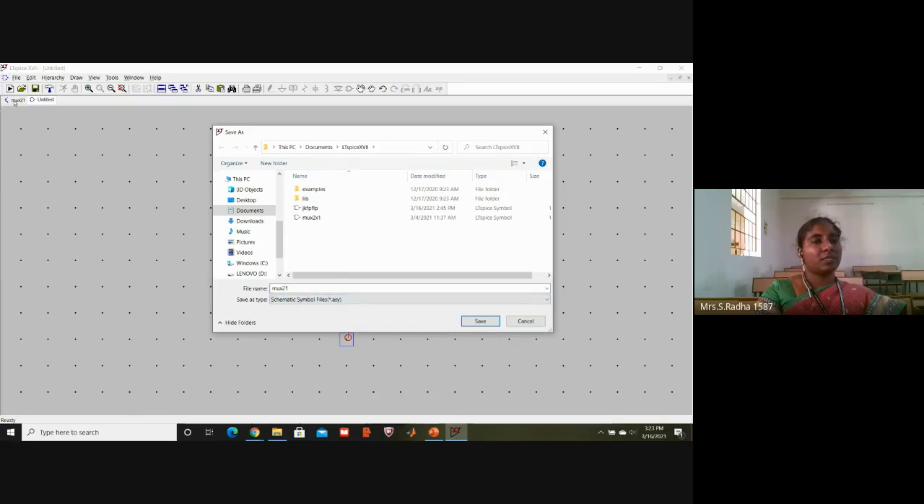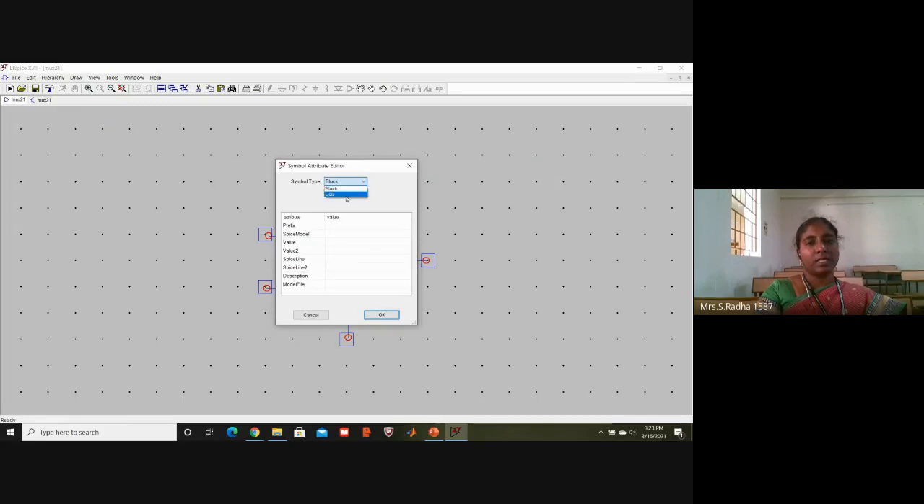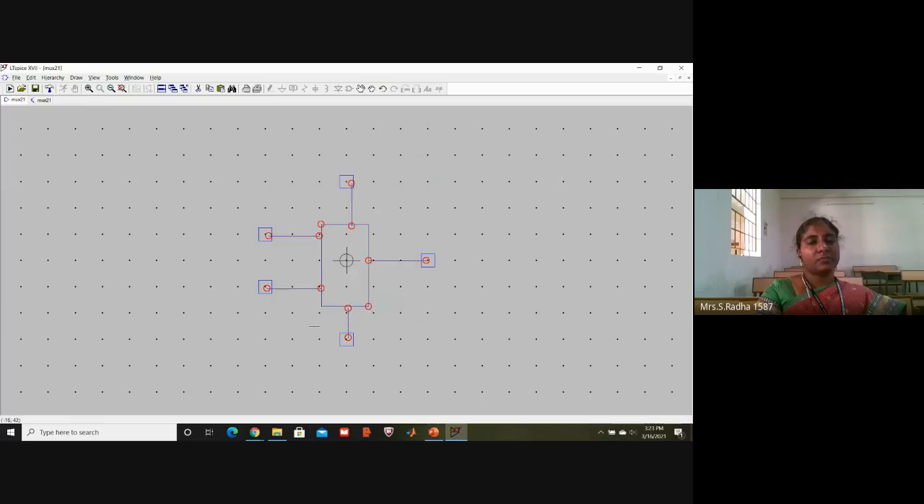You see here, first window is schematics, second window untitled is the symbol. The same name I am giving to the symbol file also. Save. After save, go to edit, attributes, change this block as cell. Then it will understand that there is a schematics for this cell. For this symbol, background one schematics is there. That is the meaning of changing block to cell.